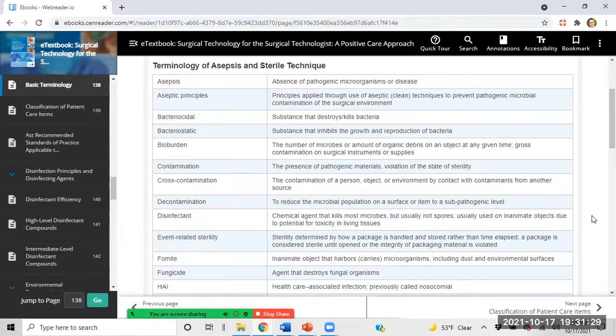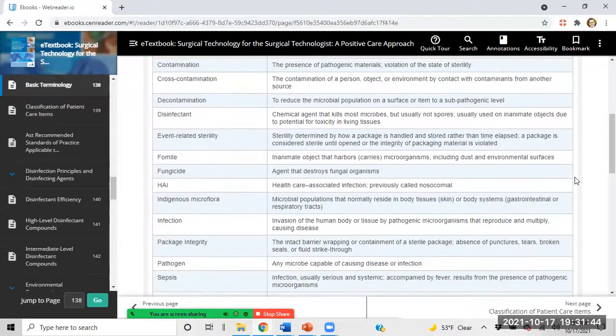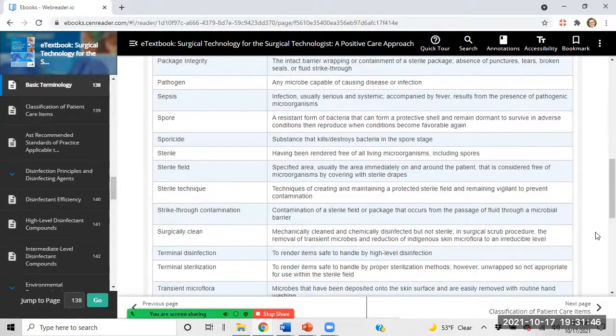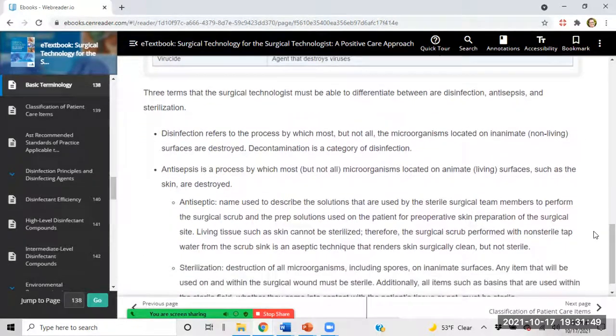We're not going to go through all of this, but do notice bioburden, the number of microbes or amount of organic debris on an object at any given time, gross contamination on surgical instruments or supplies. This is something you're always going to be dealing with, that bioburden. And so your job is to reduce that bioburden as much as you possibly can.